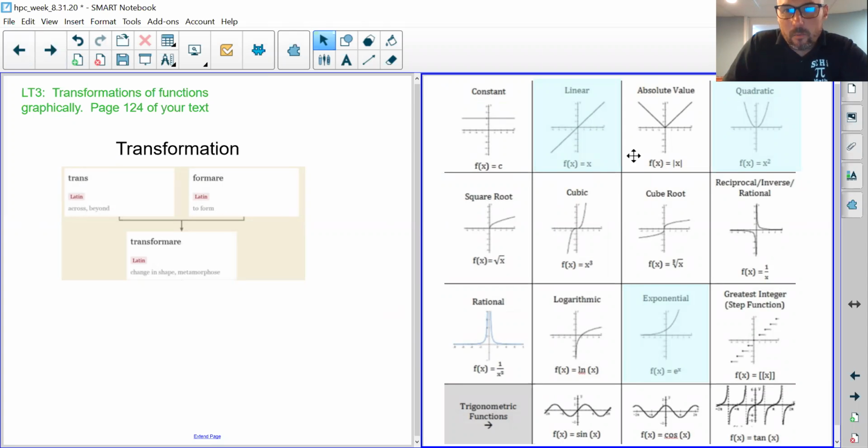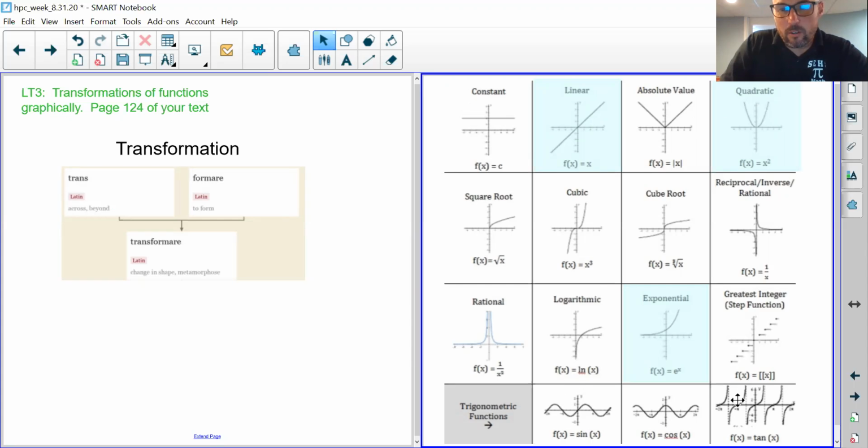Here are, what, 4 times 4? It looks like 15 parent functions. And it would benefit you to be familiar with all 15. You're already familiar with at least half of them. We got just a flat line, a slope of 0, a linear equation, an absolute value equation, a quadratic, I'm sure you know. The greatest integer function might be new to you.